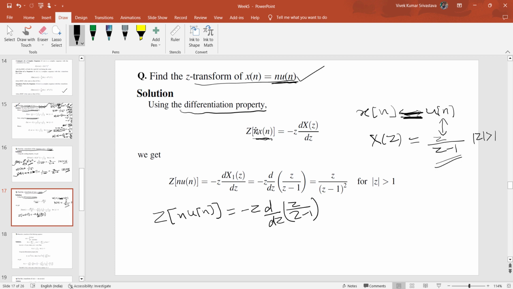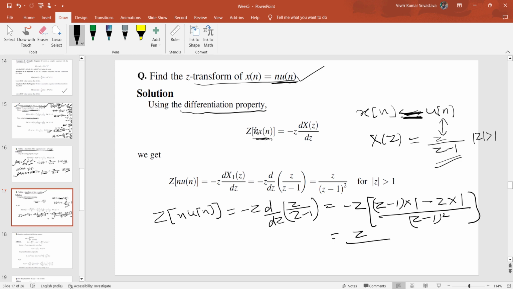Okay, so now we can differentiate this, and we will get denominator into d by dz of numerator minus numerator into d by dz of denominator over 1 minus z square. Okay, so now you can evaluate this, and you will get the final expression as z over z minus 1 square. Okay, and ROC will be mod of z greater than 1.